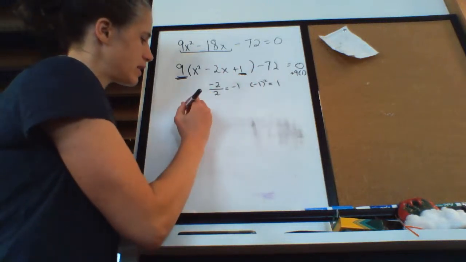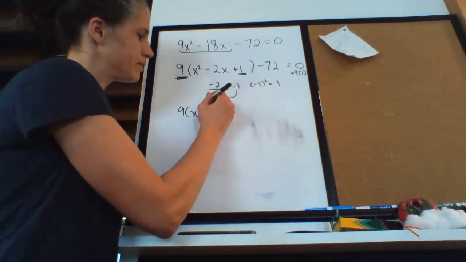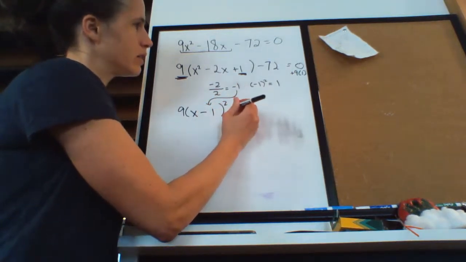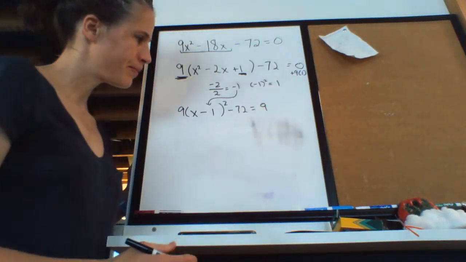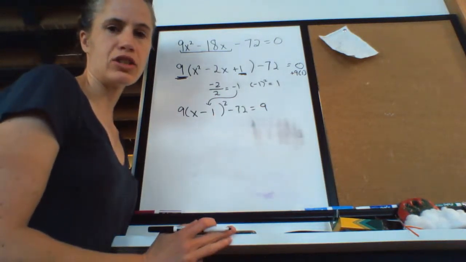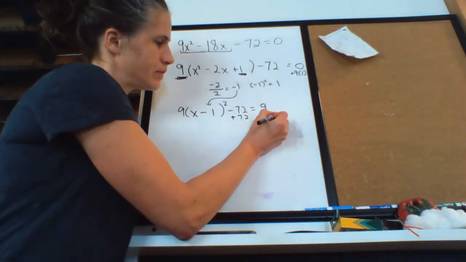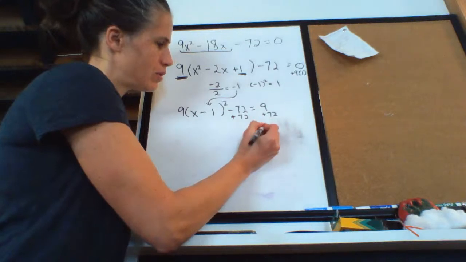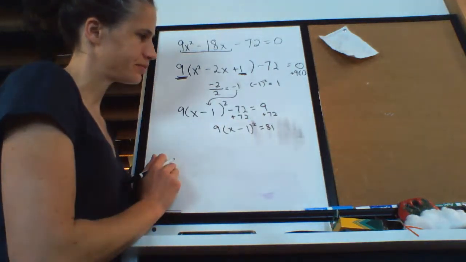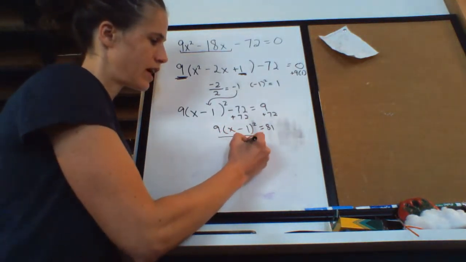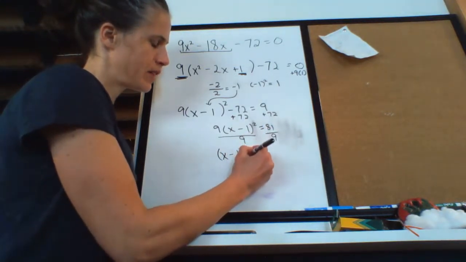Now we can rewrite this as 9(x minus 1) squared minus 72 equals, now I'm going to multiply that 9, okay? All right, so now we have the setup. We need to just solve and simplify. So I'm going to add 72. I get 81 equals 9(x minus 1) squared, okay? I'll divide by 9. (x minus 1) squared equals 9.